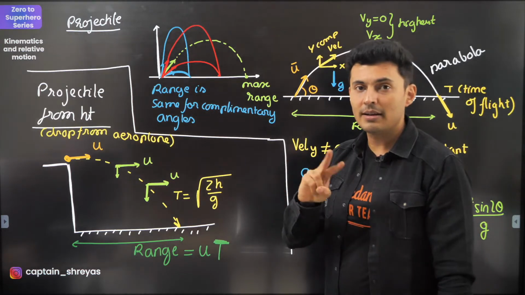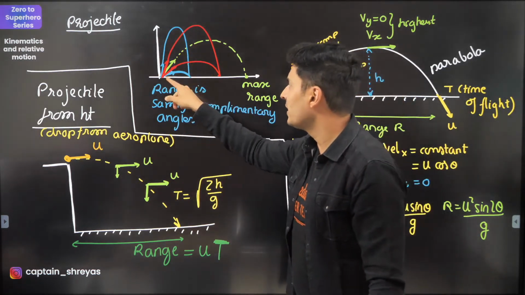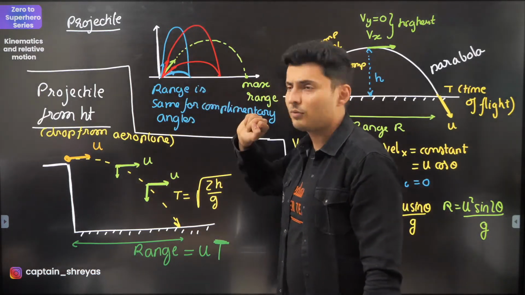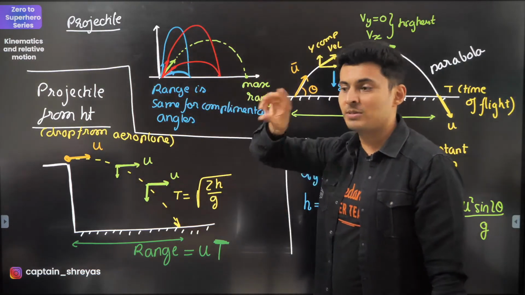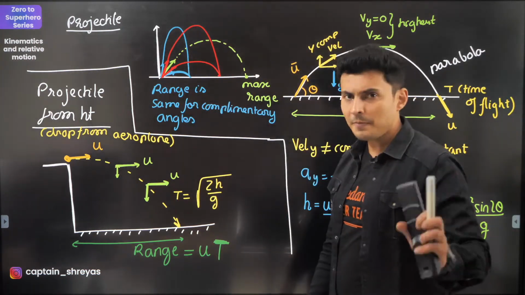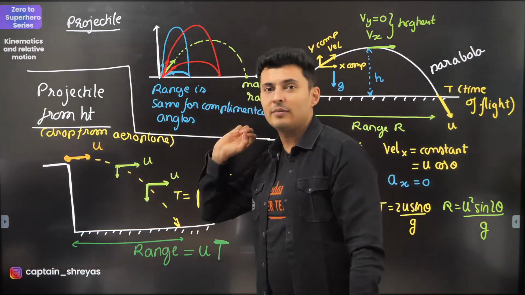For complementary angles, the range is the same, like 30 and 60. But the time will be different. So 30 and 60 will make it fall at the same place. 20 and 70, same place, but the times will be different. That's all.